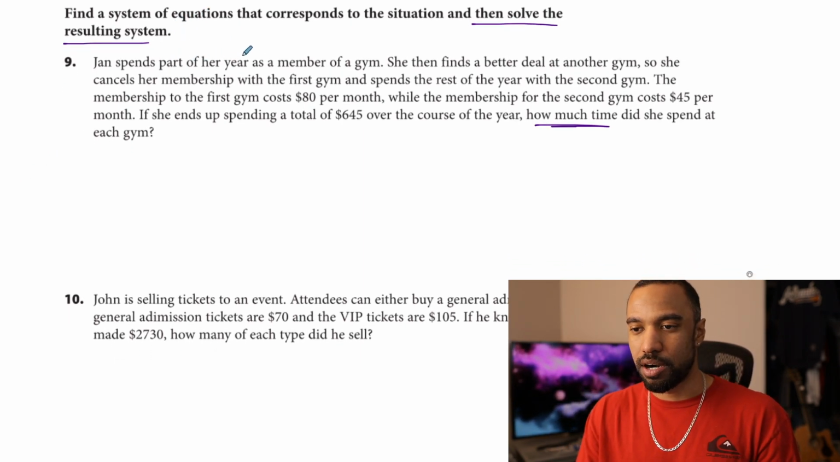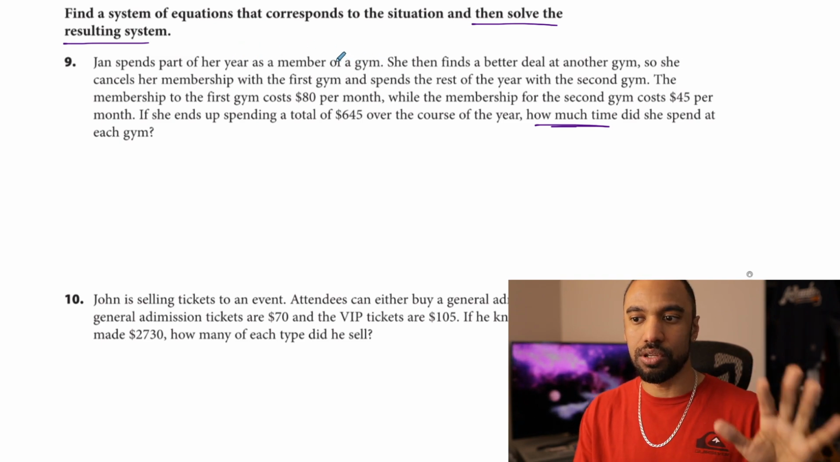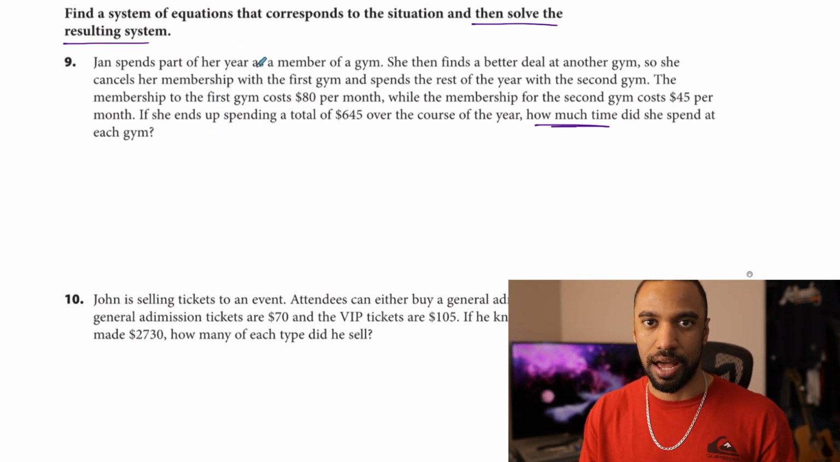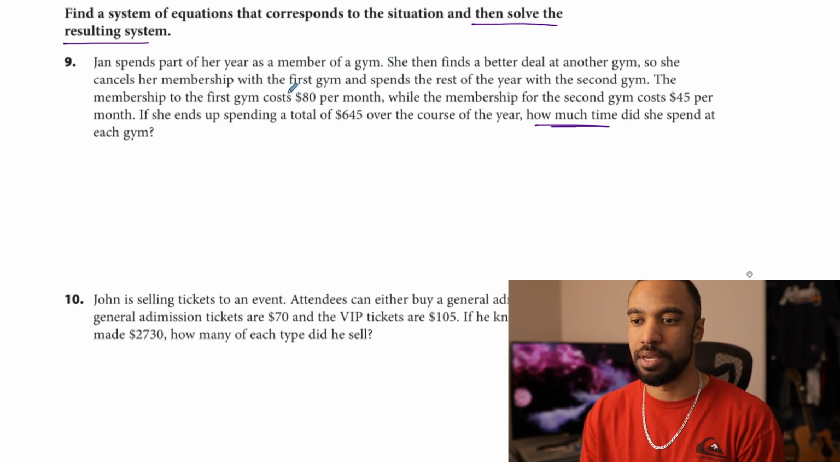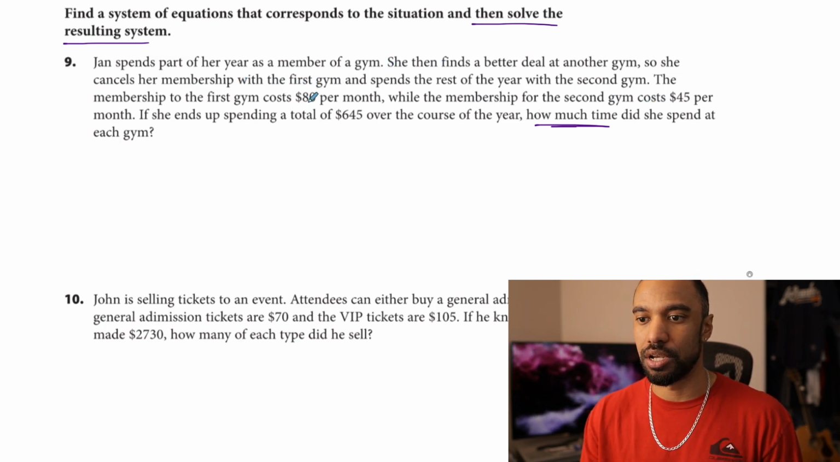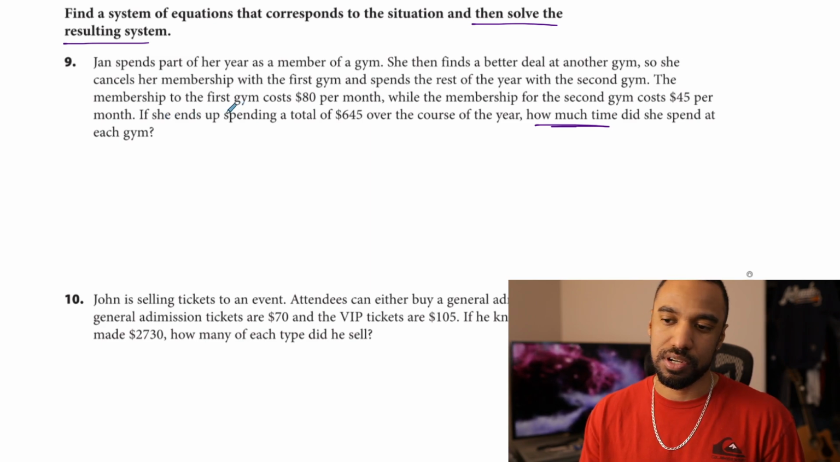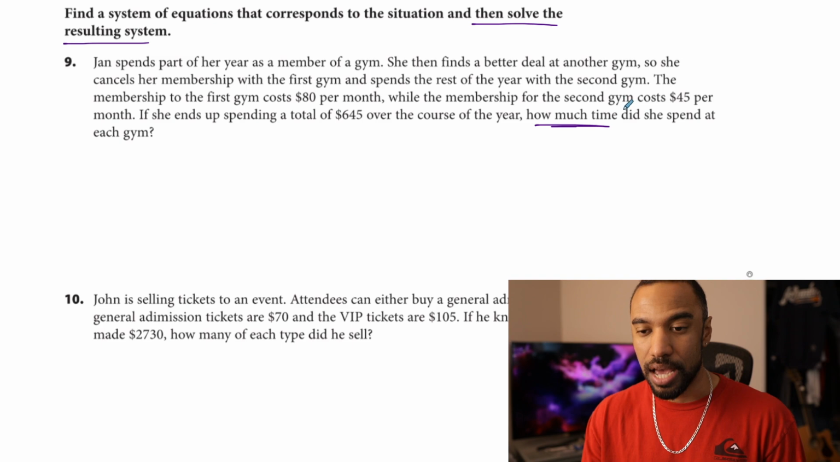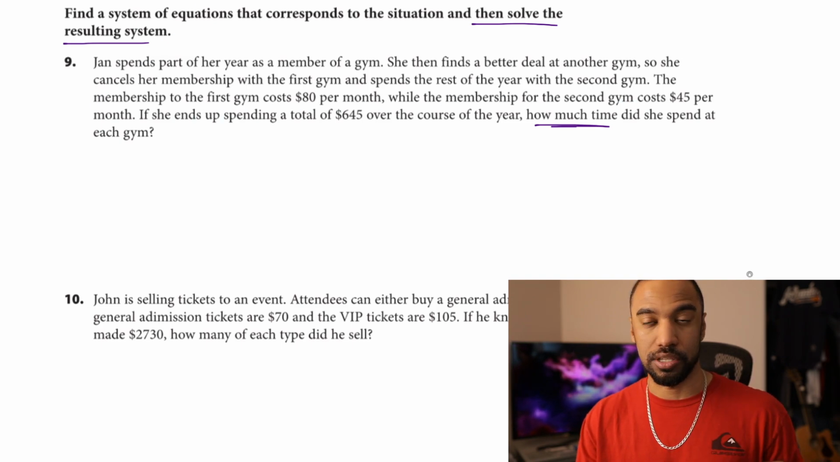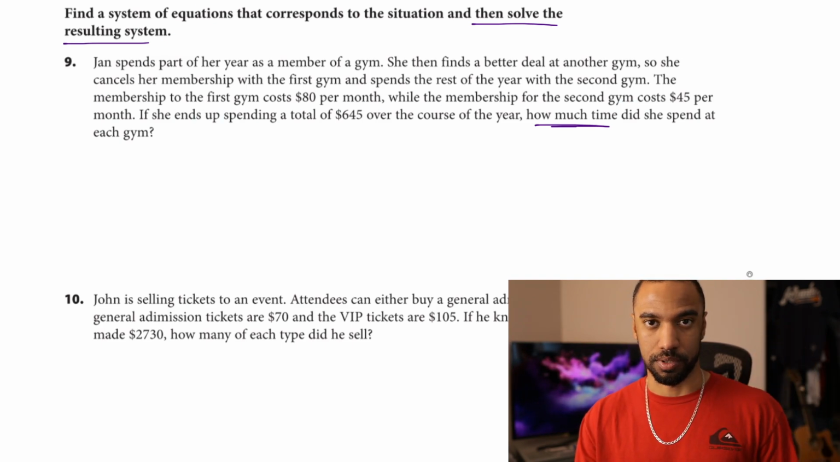Okay, Jan spends part of her year in one gym, finds another gym. So this looks like number 1 a lot as far as the gym stuff. Gyms cost this much, this much. Only this time it says if she ends up spending a total of $645 over the course of the year, how much time did she spend at each gym? So now we're actually going to solve this one after the fact.